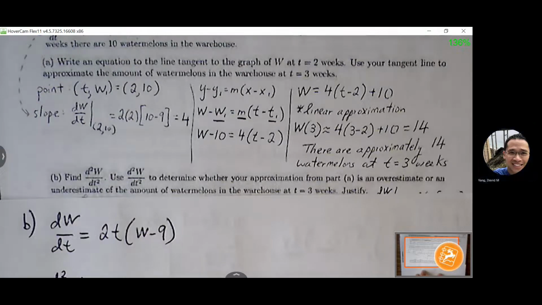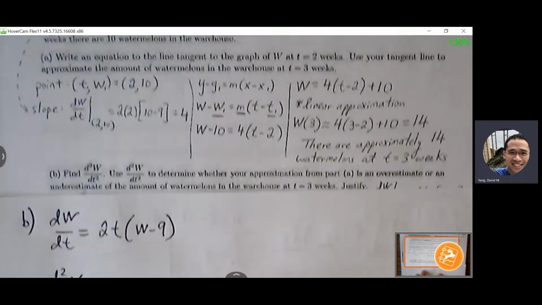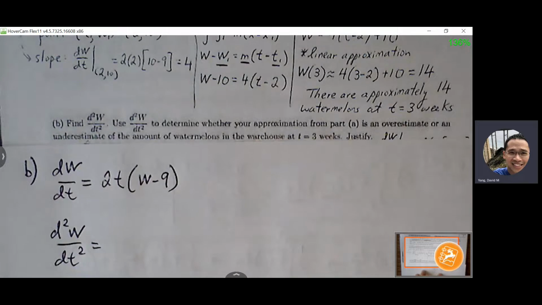Okay, part B. Okay, use d2W over dt2. What does that mean? Find the what? Second derivative, yeah. We have dW/dt, that's the first derivative. We just have to go one derivative down to get to d2W over dt2. Then after we find it, we're going to determine whether our approximation from part A is an overestimate or underestimate in terms of the number of watermelons in the warehouse at t equals 3 weeks.